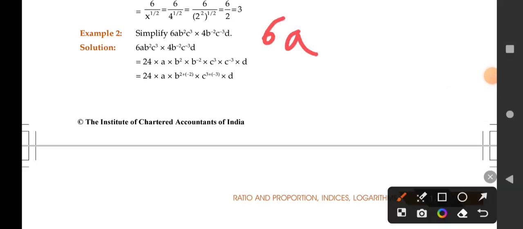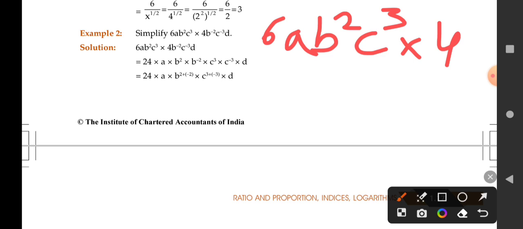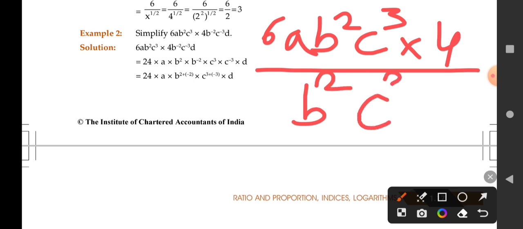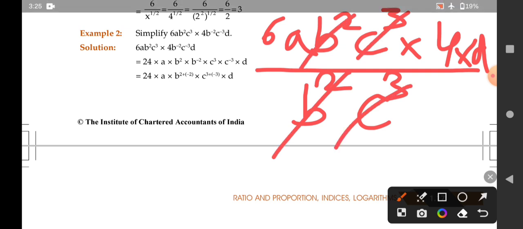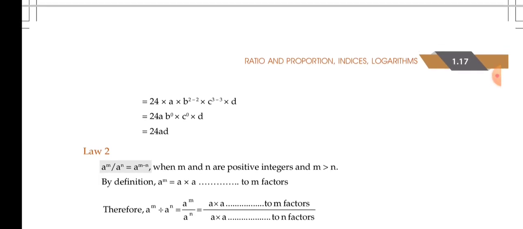6ab square c cube into 4. So if you have negative powers, we will directly divide it so that it will be easy for us. B square c cube and here into d. So b square c cube. So we have 6 4s are 24ad. It is very simple. Let's check the answer.